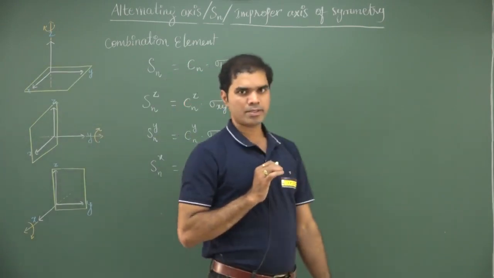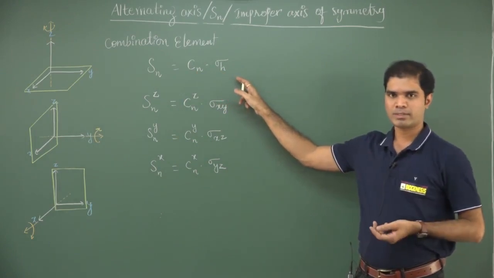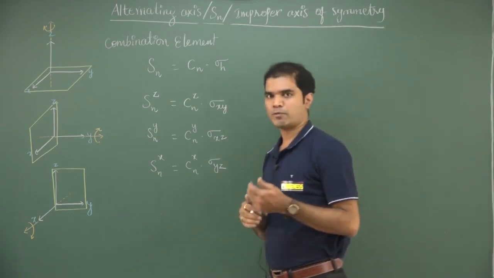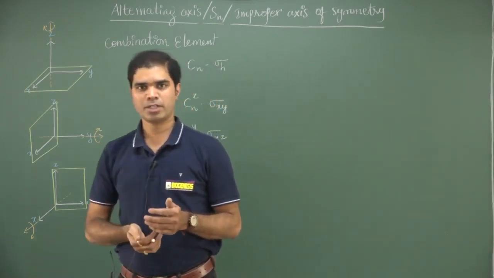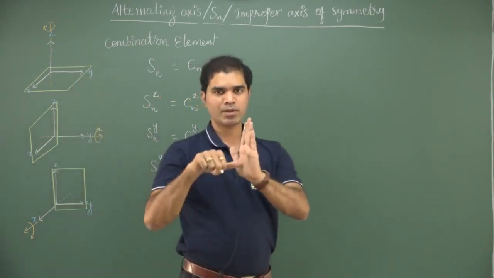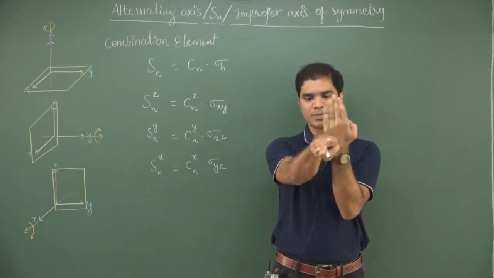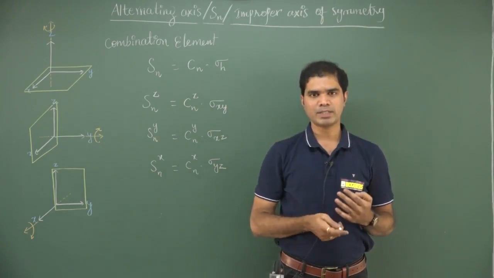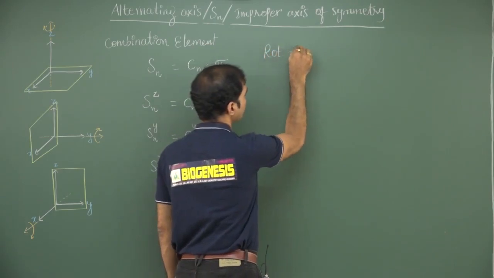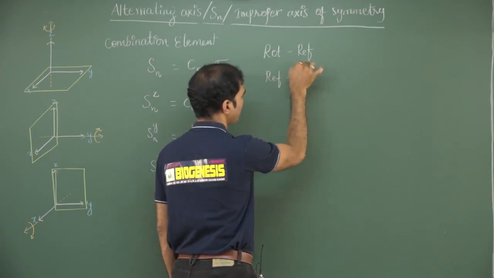Now a question arises: should I always perform rotation followed by a perpendicular reflection, or can I do the reverse? The answer is yes, we can also do the reverse. We can perform the reflection followed by a perpendicular rotation. If I choose sigma xy, rotation must be along z. If I choose xz, rotation must be along y, and if I choose yz, the rotation must be along x, because everything is perpendicular to one another. For this reason, we also call it rotation reflection symmetry or reflection rotation symmetry. Different names are given for this.